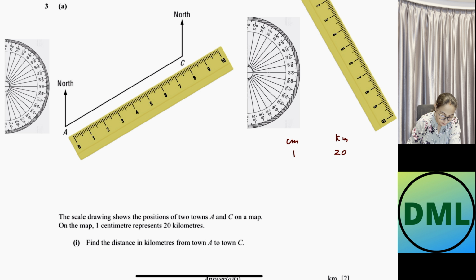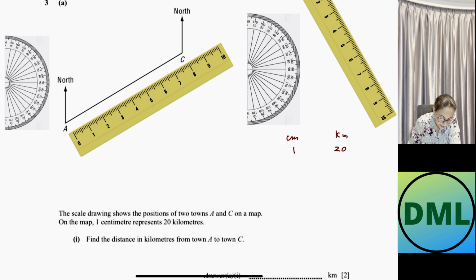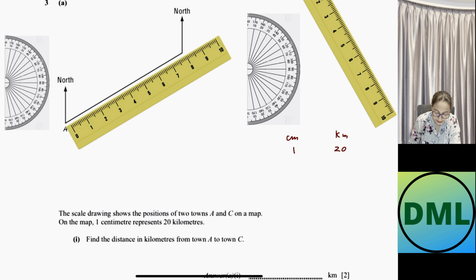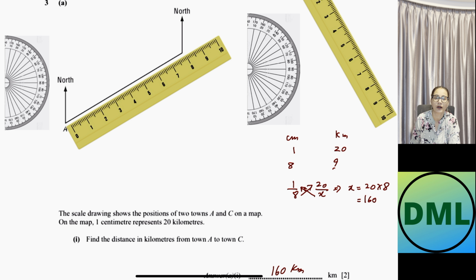As you can see, on the scale this distance is shown as 8 centimeter. I need to convert 8 centimeter into kilometers. I will do this in ratio form. 1 divided by 8 is equal to 20 divided by x. I need to solve it for x. I'll do the cross multiplication. x is equal to 20 times 8, which is equal to 160 kilometers. My first answer is 160 kilometers. They are 160 kilometers apart from each other.